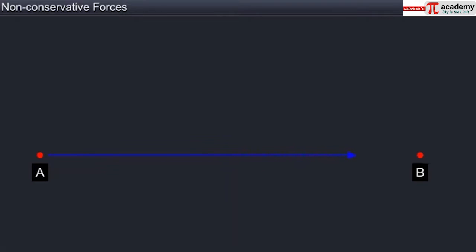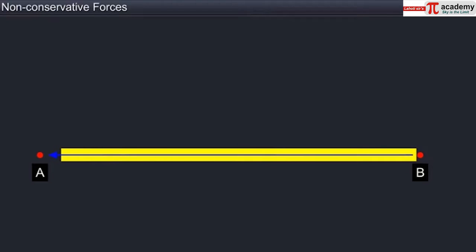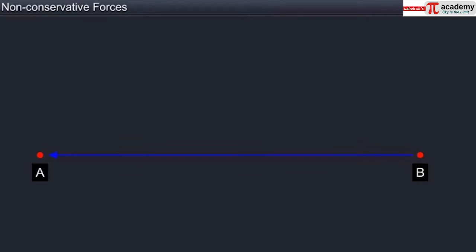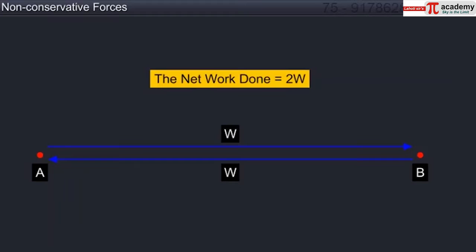While the block moves on the surface, frictional force opposes the motion. Let the work done against the frictional force be W. When the block moves back from B to A, again, frictional force opposes its motion. The block covers the same distance along the return path. So, work done against friction when the block moves back from B to A is the same as W. Consequently, the net work done against friction in a round trip is equal to 2W.